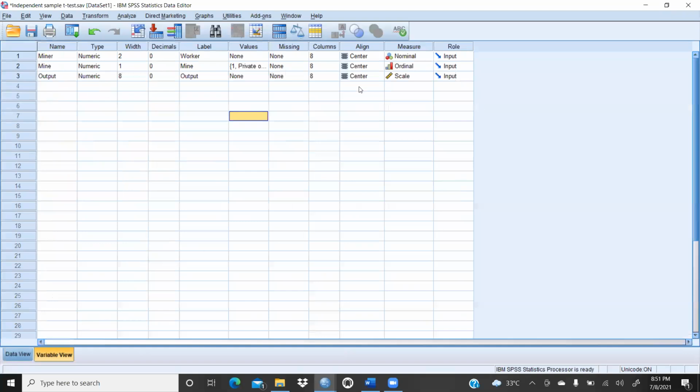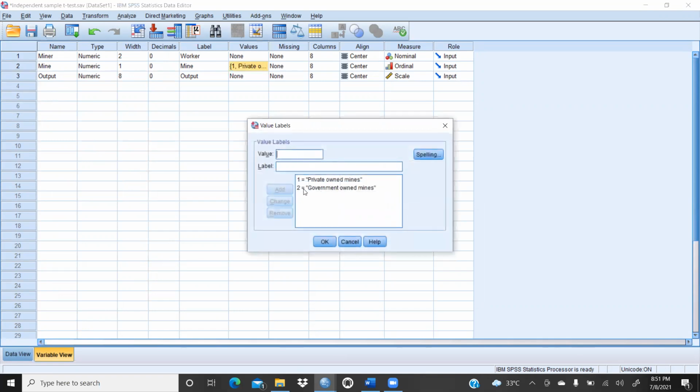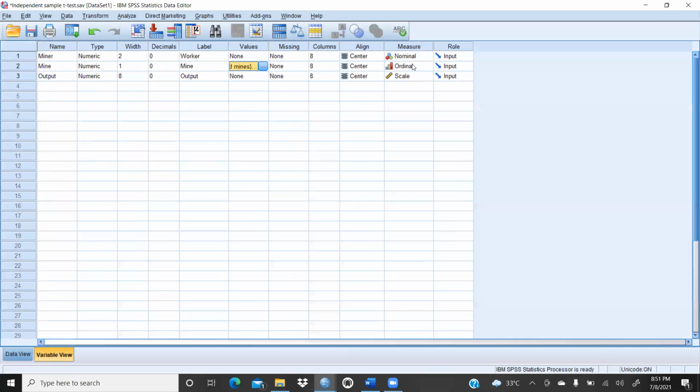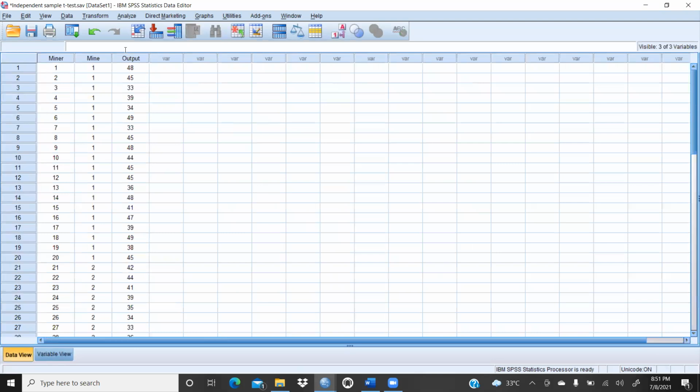In the variable view, you could see this first one is just a number we allotted to workers, so that would be nominal. We collected mines as privately owned and government owned, which is also just a number, so that is again a nominal scale. And output is metric data, at the ratio scale. So we have to check normality only for this output.